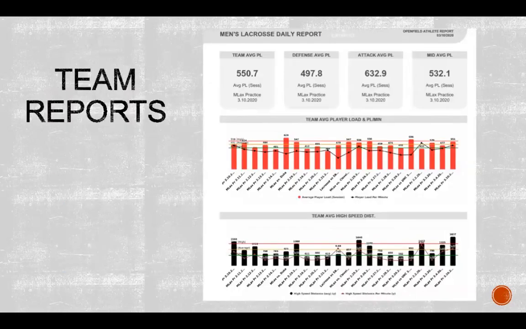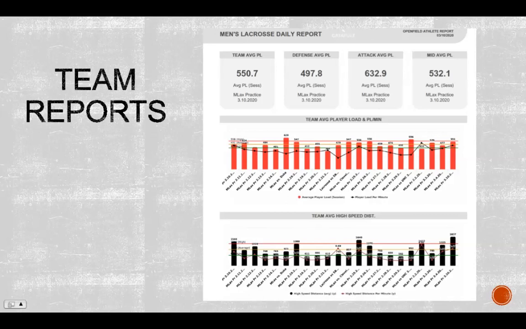So first, the team reports. This is the first page of the PDF that our coaches will get. In the top left, you can see the team average player load. Then you're looking at defense, attack, and midfield, and you can look at those relative to the team average to give insight into what the individual positions saw for that day.